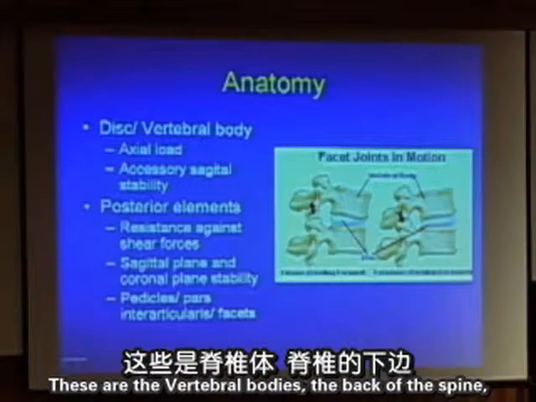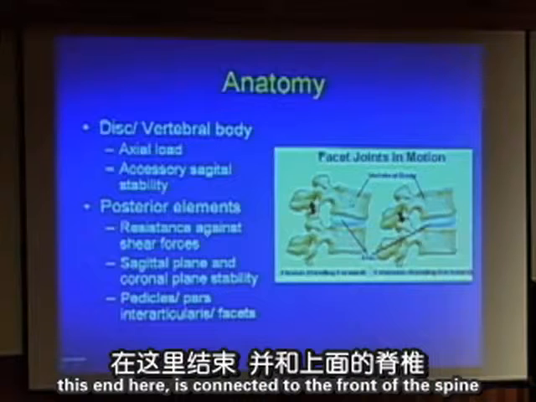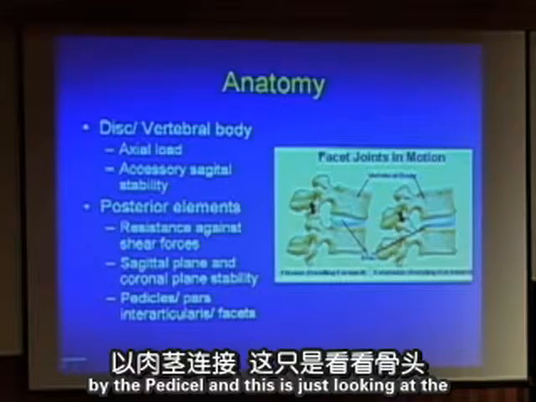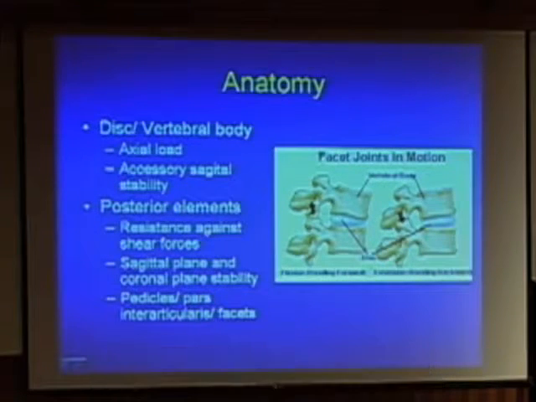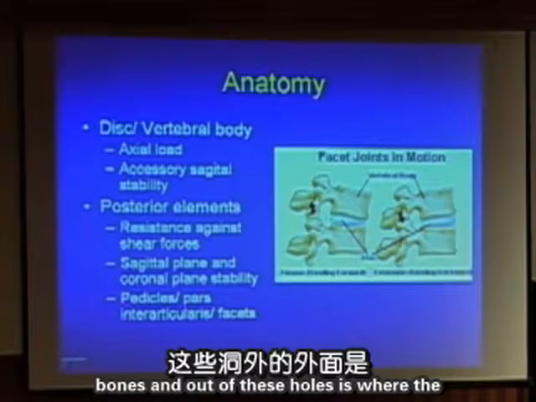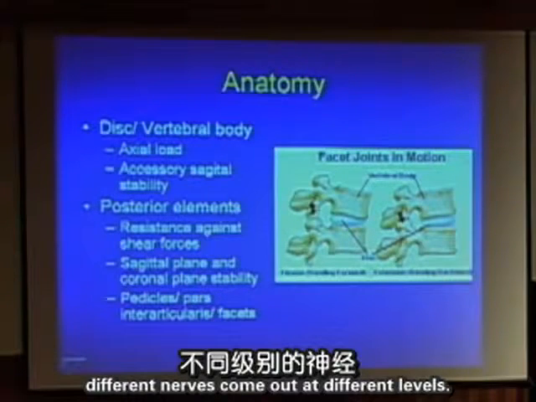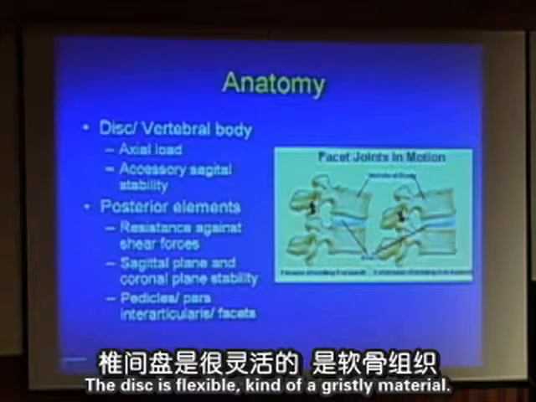These are the vertebral bodies. The back of the spine, this end here, is connected to the front of the spine by the pedicle. And this is just looking at the bones, and out of these holes is where the different nerves come out at different levels. The disc is flexible.